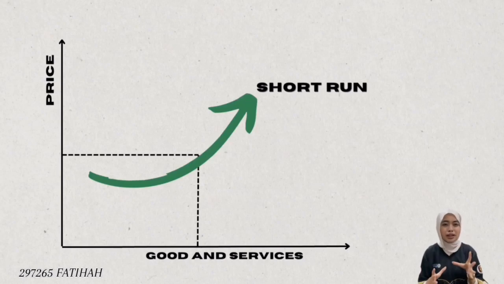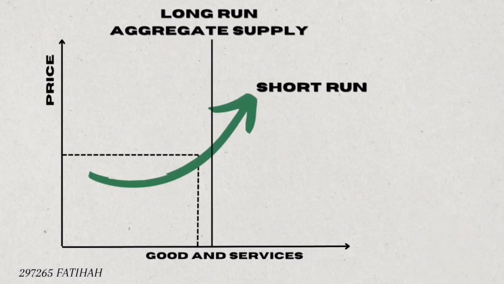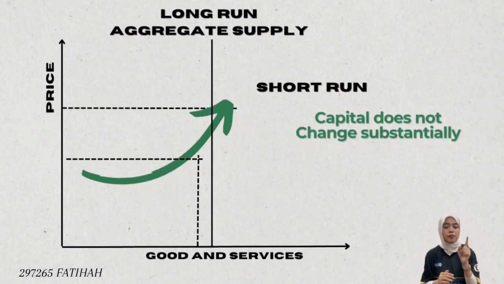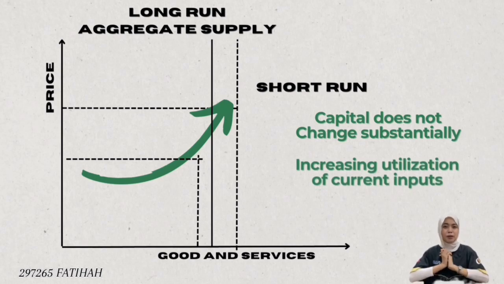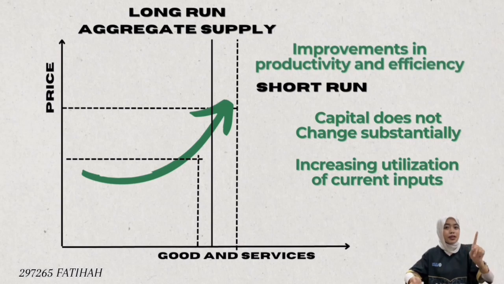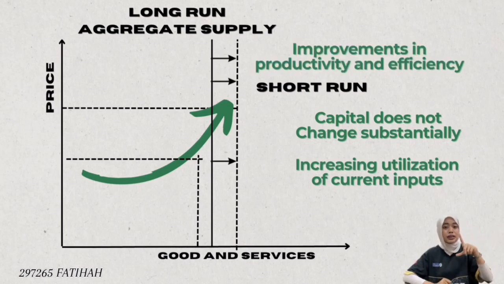There are differences between short-run and long-run aggregate supply. In the short run, capital does not change substantially. Instead, aggregate supply responds to higher demand and prices by bringing more inputs into the production process and increasing utilization of current inputs. In the long run, however, aggregate supply is not affected by the price level and is driven only by improvements in productivity and efficiency.